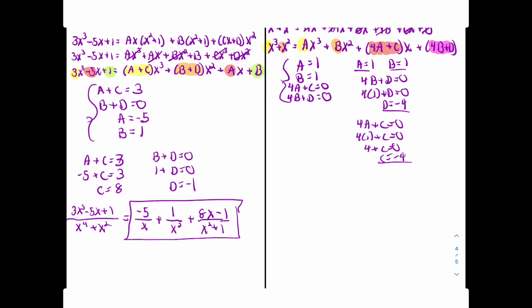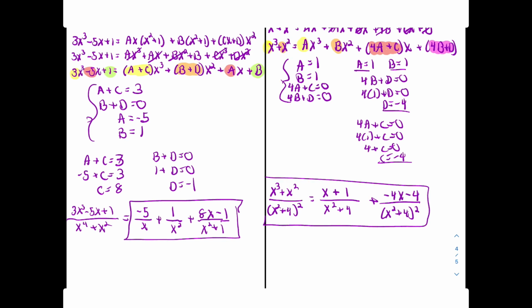So I'll go back to my partial fraction decomposition, replacing the results I found into this fraction. Since a is 1 and b is 1, I have x plus 1 divided by x squared plus 4, and then -4x minus 4 divided by the quantity x squared plus 1 squared. And there's how you do partial fraction decomposition.